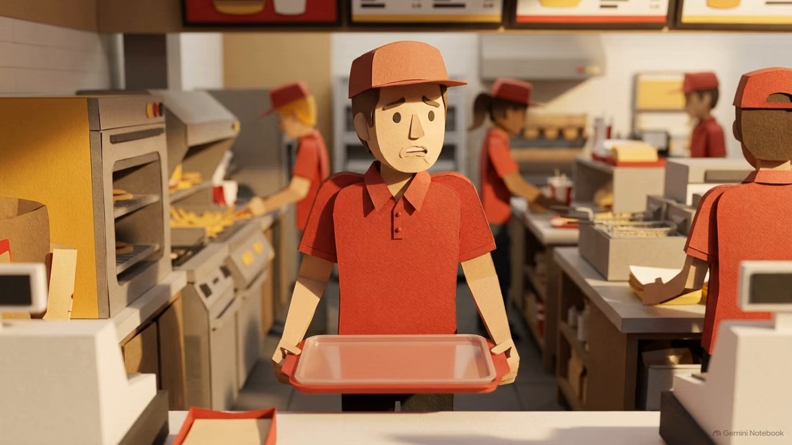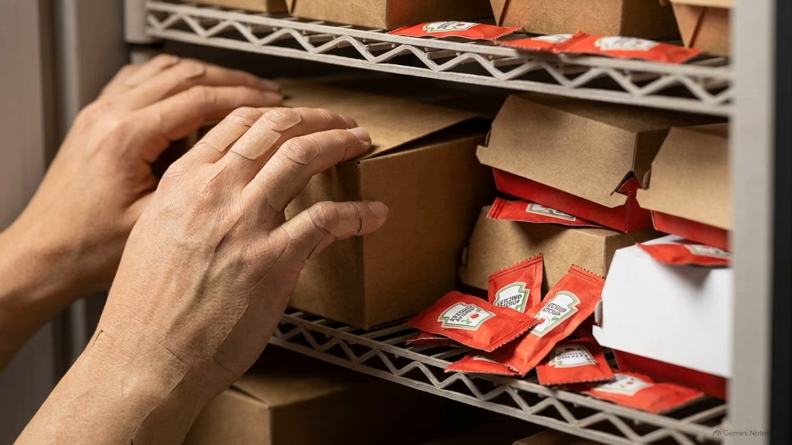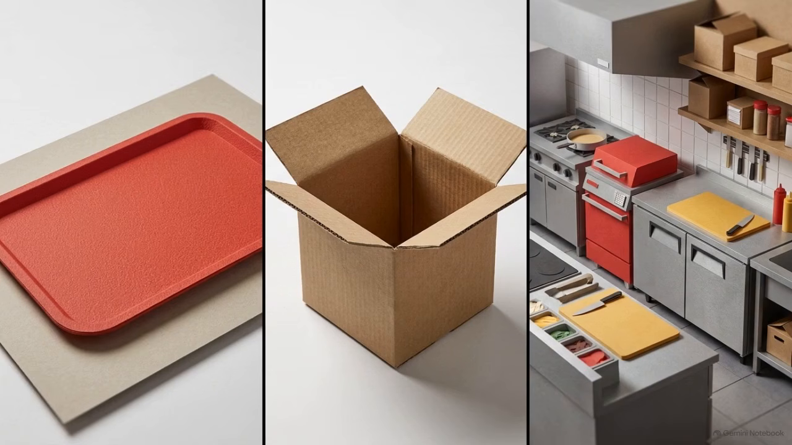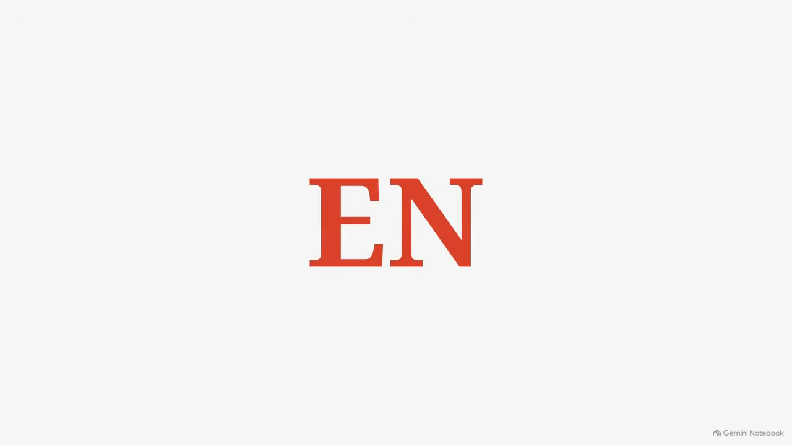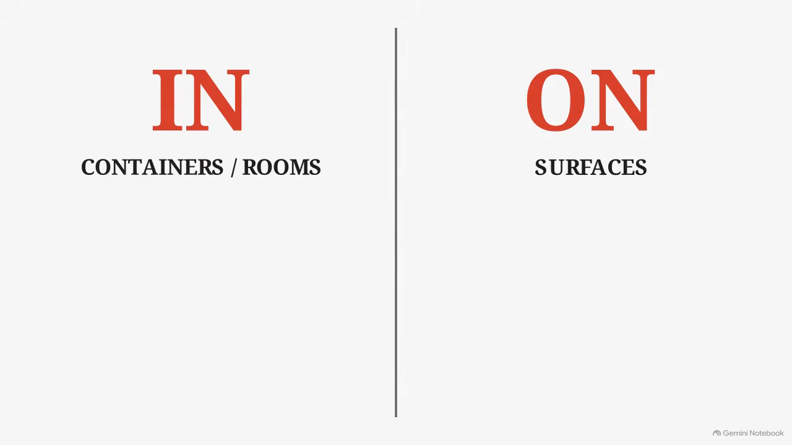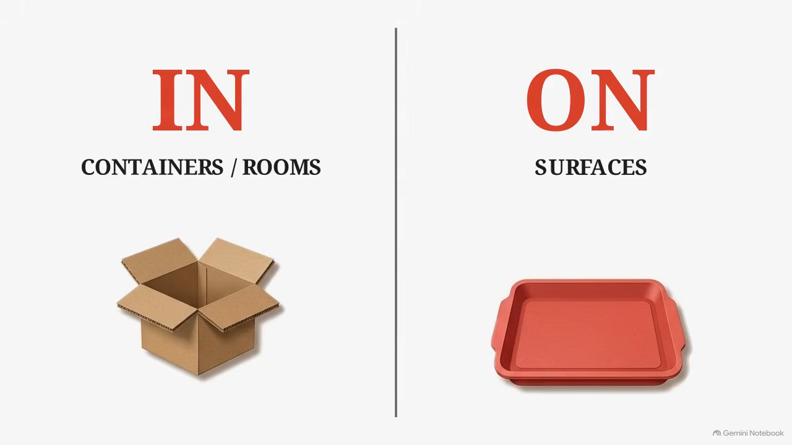But in English, using that one single word can cause confusion. If a coworker needs to find the extra napkins or the ketchup packets quickly, they need to know the exact type of space they are looking for. To make things clear, English splits that one idea into two specific words. Look at this diagram. The Spanish en separates into in and on.